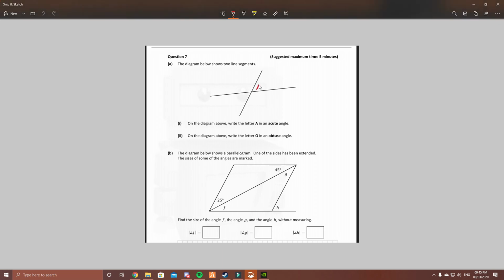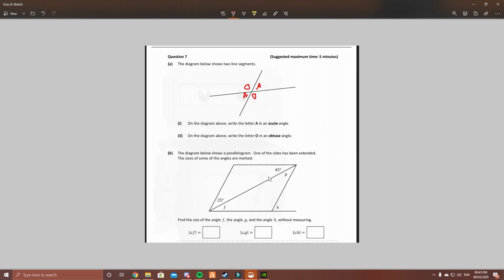So this is question 7. We just name the alternate and the opposite angles. It's straightforward. They're going to correspond to each other with the vertical opposite rule. Then part B, we see we have a parallelogram with a 45 and 25 degree angle.